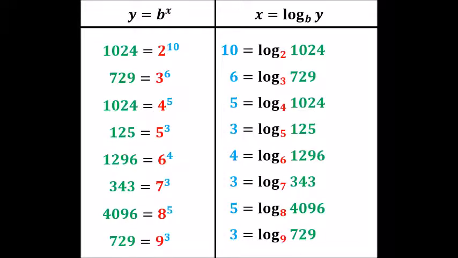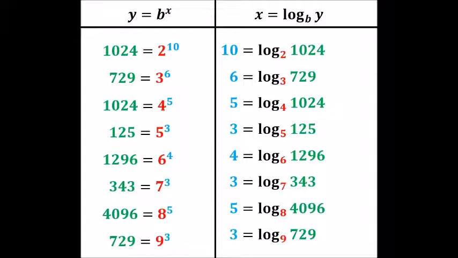We've seen enough with base 2. The same idea can be applied to other bases. Here's a list of exponentials and logarithms side by side. I've restricted these examples to integer bases and integer exponents. I hope the color coordination helps you see the pattern.